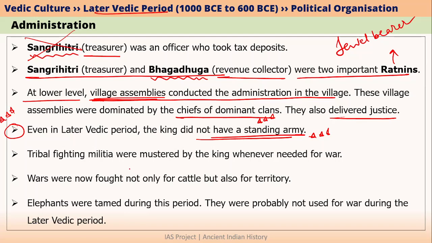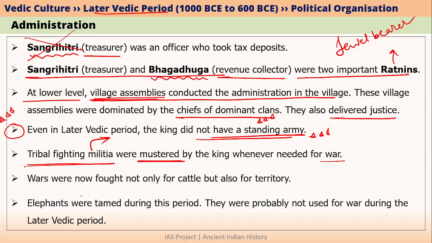Then how did the king wage his battles? For waging battles, the king mustered tribal fighting militia. We already discussed what is difference between militia and military. Militia is basically a temporary kind of military. Moreover, militia is not the professional military. It is basically the civilians who come to join the fight who are called as militia. And militia is temporary in nature. It is not a standing army. So the king mustered this militia and then he fought the wars and battles.